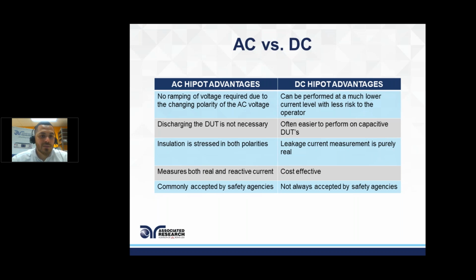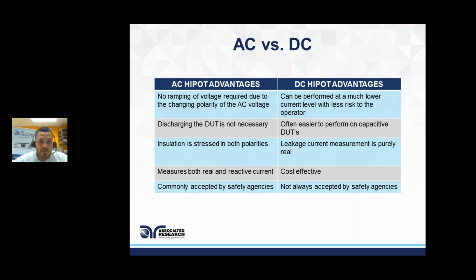So again, some AC Hipot advantages and some DC Hipot advantages we can go through. With AC Hipot, there's no ramping involved, meaning you can run your test quicker. You don't have to wait and ramp up to avoid that charging current. AC voltage naturally oscillates, so you don't have this small window during your ramp up time where you're seeing huge spikes of reactive current. So no ramping is involved in AC.